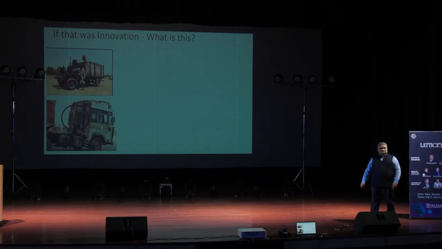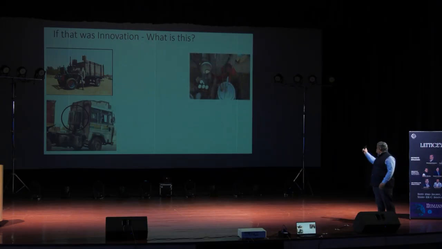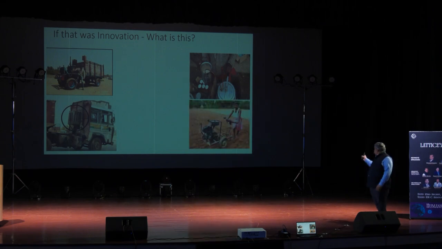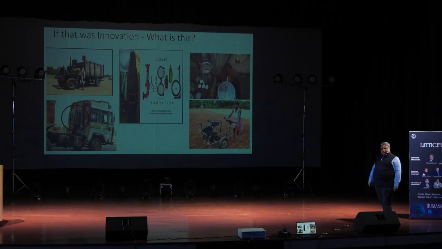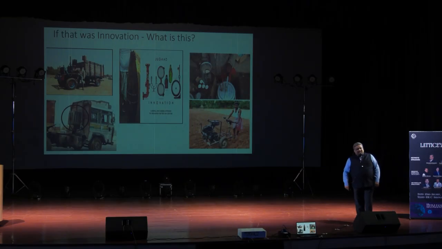What's this? Where is AI? You said it was all AI. What's this? Filter coffee using steam, right? AI. Where is AI? And this, right? Have you read this book called Jugaad, the frugal innovation? Fantastic book. If you have not read it, please read it.